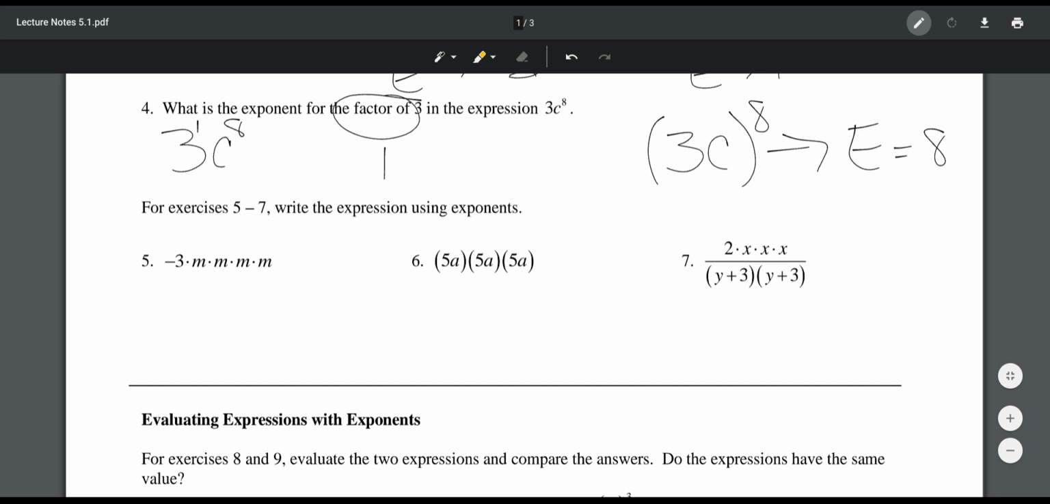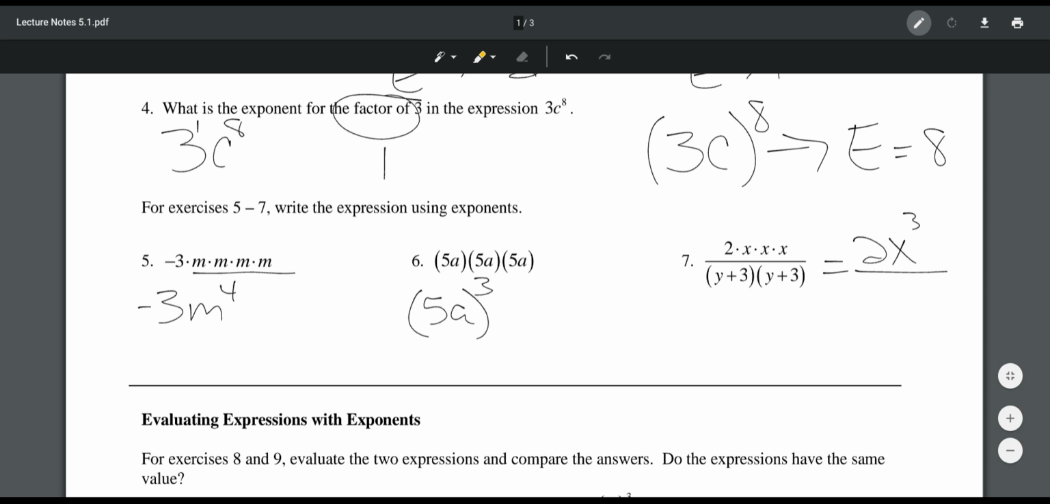That's very important. So we're going to write the expressions using exponents for 5 through 7. In number 5, we have -3 and 4 m's, so that would be m to the 4th. In number 6, we're going to keep the group around 5a, and there are 3 of those groups. And in number 7, across the top, we have 2x to the 3rd because there are 3 x's.